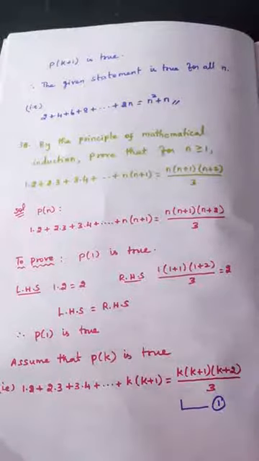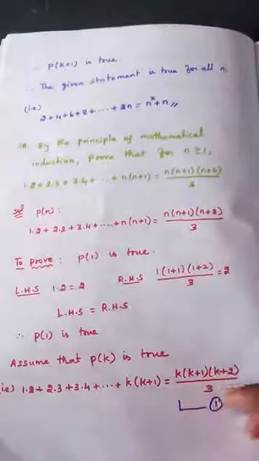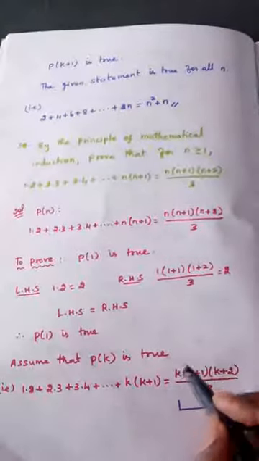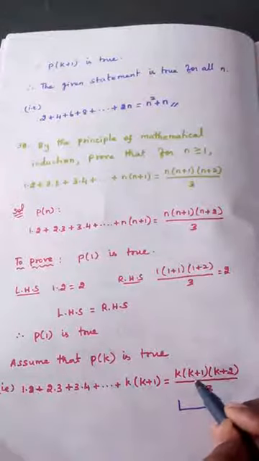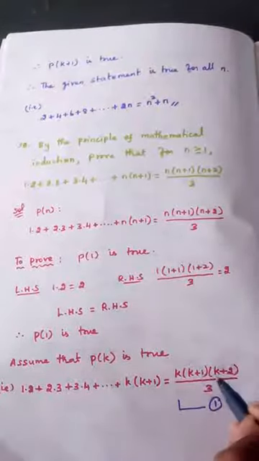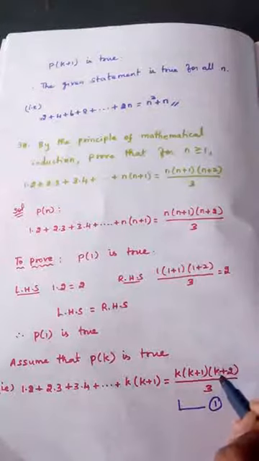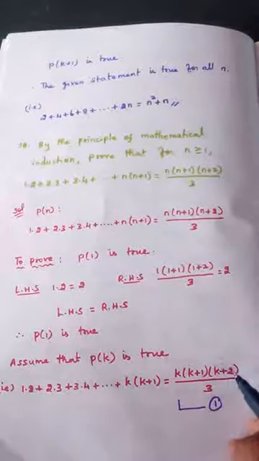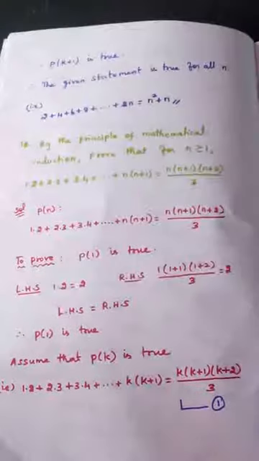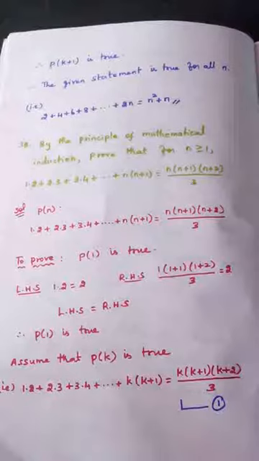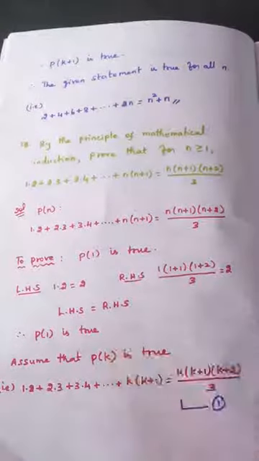Okay. What is the answer that we should get in the RHS? How to find that? Just replace k by k plus 1. If you put k plus 1, what happens? This becomes k plus 2. This becomes k plus 3. Why? Because k becomes k plus 1, and another plus 2 is there. So k plus 1, k plus 2, k plus 3 by 3. That is the answer that we should get. If we get that answer, we will say P of k plus 1 is true.